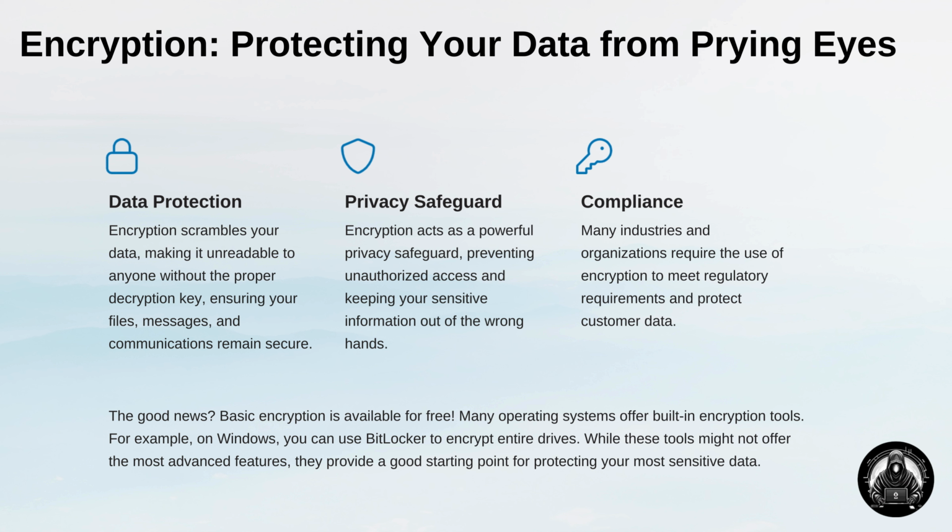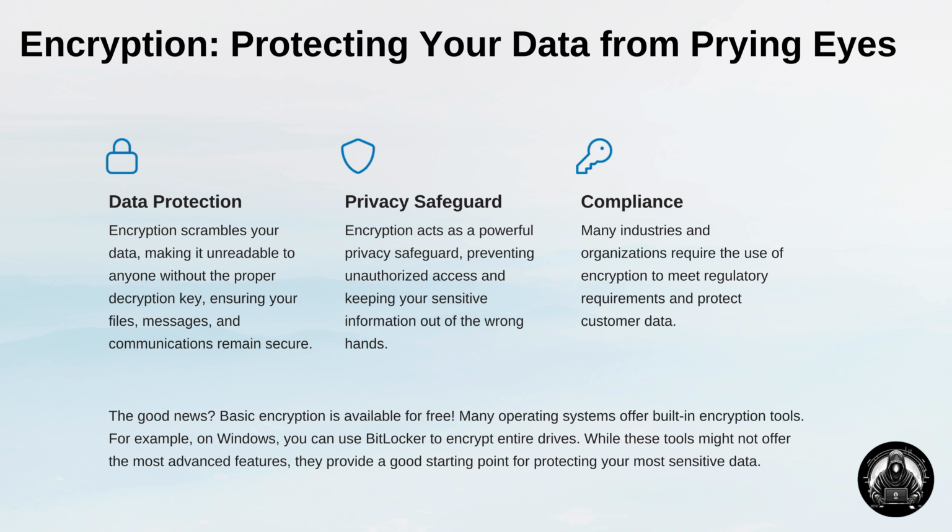Encryption, protecting your data from prying eyes. Data protection. Encryption scrambles your data, making it unreadable to anyone without the proper decryption key, ensuring your files, messages, and communications remain secure. Privacy safeguard. Encryption acts as a powerful privacy safeguard, preventing unauthorized access and keeping your sensitive information out of the wrong hands. Compliance. Many industries and organizations require the use of encryption to meet regulatory requirements and protect customer data.